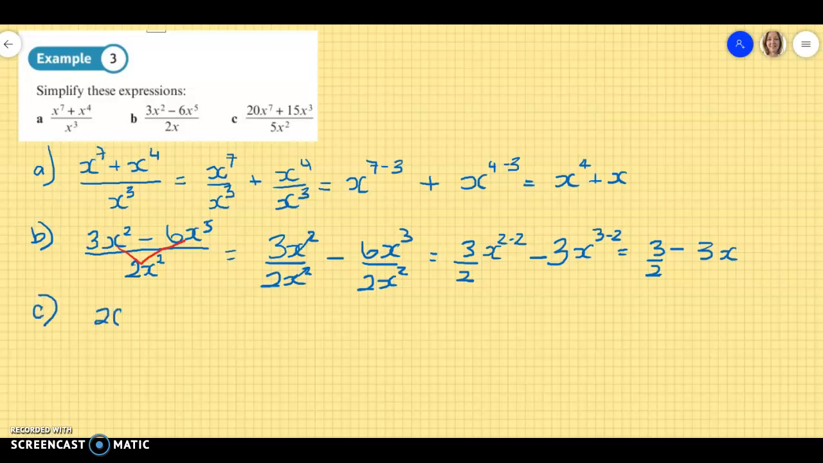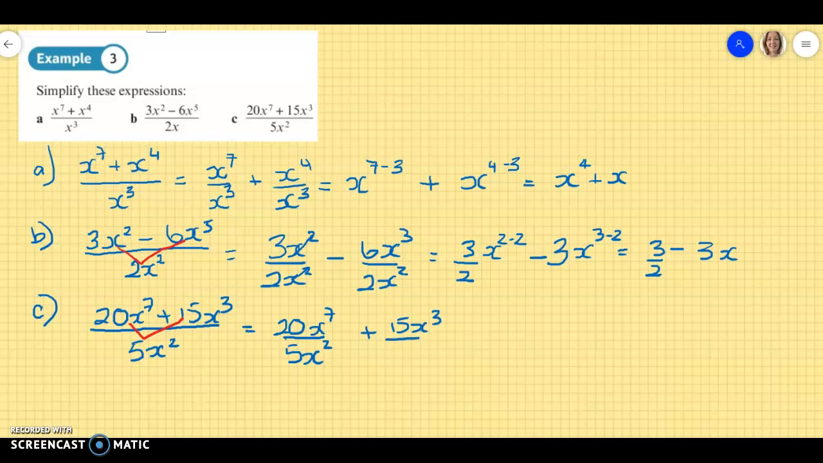And C, again, 20x to the 7 plus 15x cubed all over 5x squared. Gives me, again, same issue, sliding v, common denominator. So we're going to separate it out as the two separate terms it would have been prior to making a common denominator. And we're going to add 15x cubed over 5x squared.